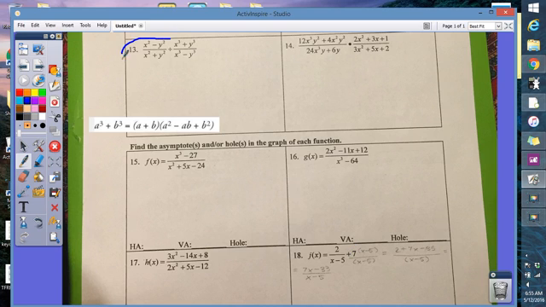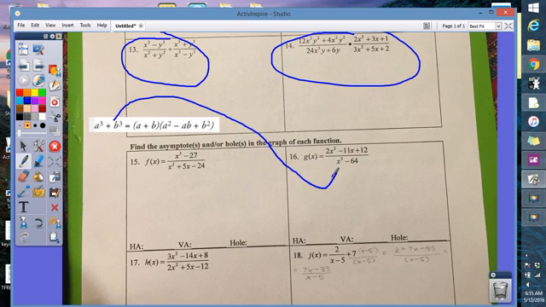Okay, so these are keep, change, flip, factor and cancel. Here, factor, see if you have any holes. You've got difference, she's really testing you on the difference of cubes here, because there's a difference of cubes here. Factor those. See if there's any factors in common that could create a hole.